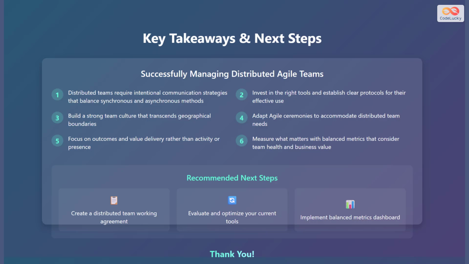Let's summarize how to successfully manage distributed Agile teams. Distributed teams require intentional communication strategies that balance synchronous and asynchronous methods. Invest in the right tools and establish clear protocols for their effective use. Build a strong team culture that transcends geographical boundaries. Adapt Agile ceremonies to accommodate distributed team needs. Focus on outcomes and value delivery rather than activity or presence. Measure what matters with balanced metrics that consider team health and business value.